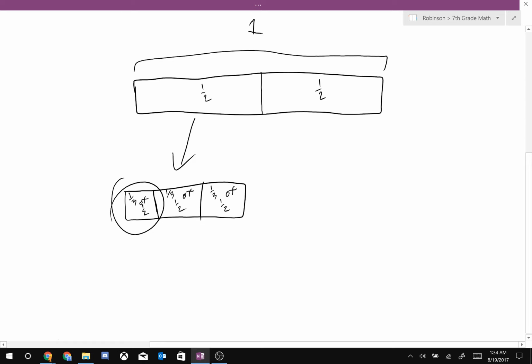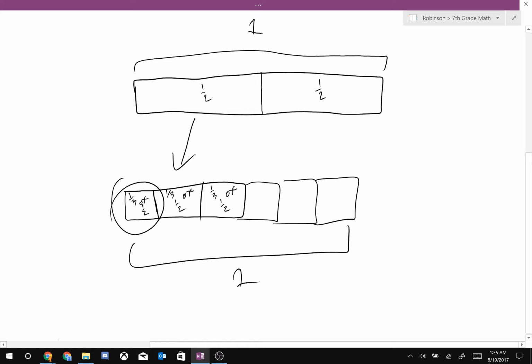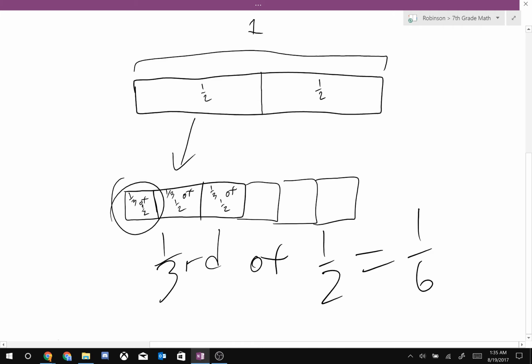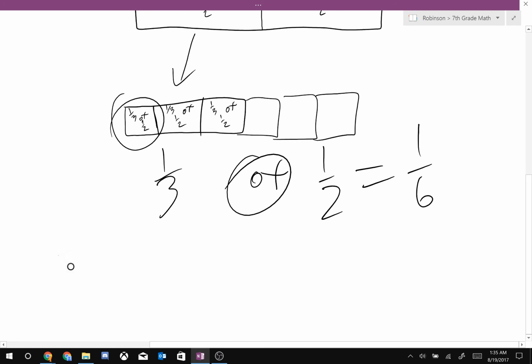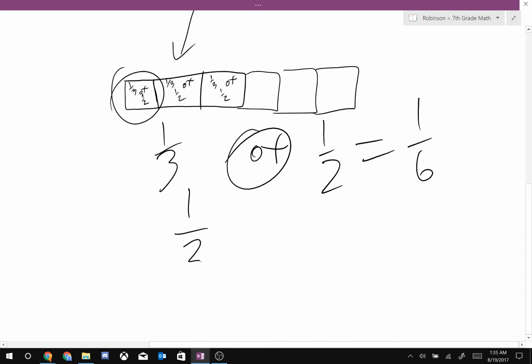Now it just so happens that if 3 of these fit into a half, that means that 6 of them will fit into 1 whole. Therefore, 1/3 of 1/2 is 1/6. Remember, of means multiply. So in our case, 1/3 times 1/2 is 1/6.